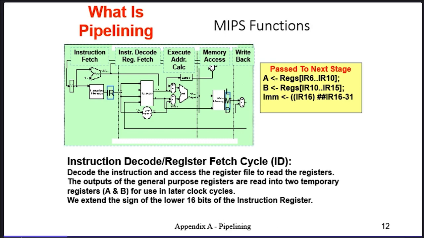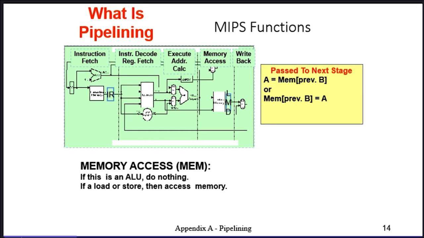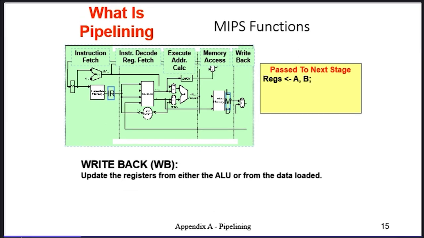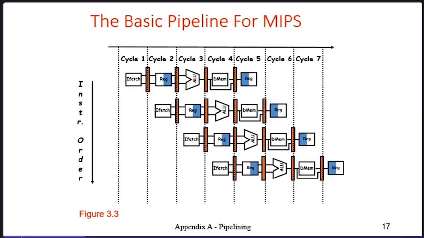Execution. The instruction is executed. Specifically, if the instruction is an arithmetic or logical operation, its results are computed. If it is a load store instruction, the address is computed. Memory read or write. If the instruction is a load store, the memory is read or written. Write back. The results of the operation are written to the destination register. This is the basic pipeline of MIPS architecture.